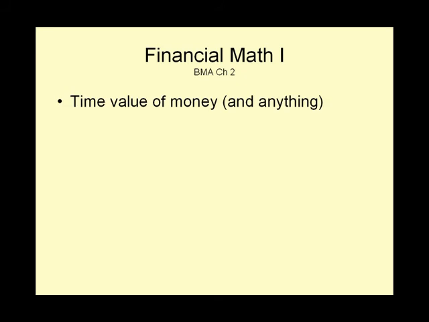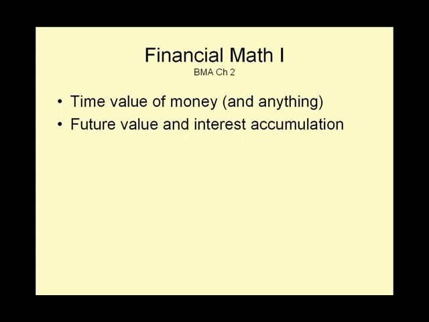The first is the time value of money, or indeed the time value of anything. The second is the concept of future value and how future value is determined by interest accumulation. And the third is the concept of present value and how present value is determined by discounting.